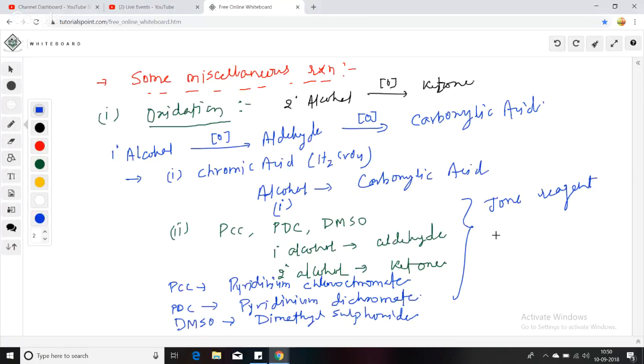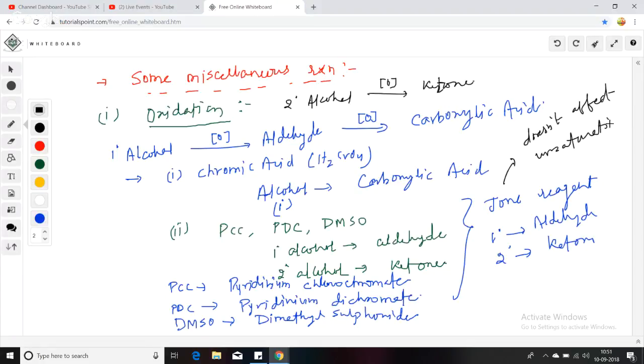Jones reagent also oxidizes 1 degree alcohol to aldehyde and 2 degree alcohol to ketone. One very important point of Jones reagent is what? It does not affect any unsaturation. Unsaturation means any double bond or triple bond, it won't affect. These are the few reagents you have to keep in mind for oxidation of all these things.